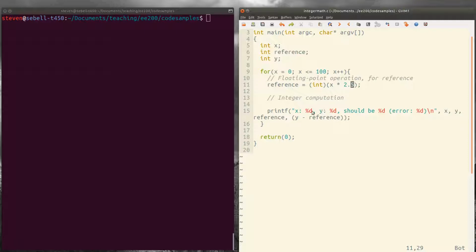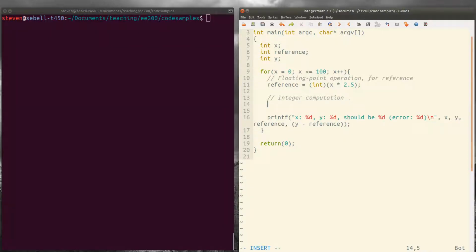And then here in the print statement, we're going to print x and y, and then print what the reference should be, if it did the calculation without any errors. And if there is any error, the difference here will print out. Okay, so there are good ways and bad ways to do this. For example, we could write y equals x times 5 over 2, because 5 over 2 should give us 2.5, and then just multiply x by that.